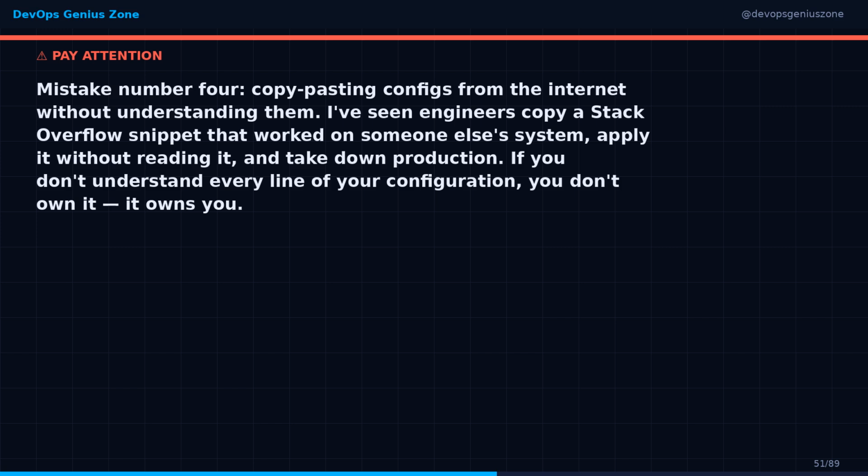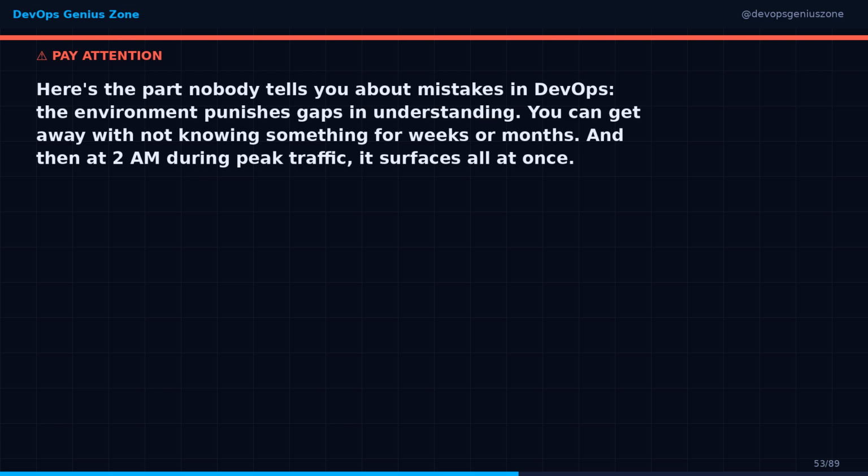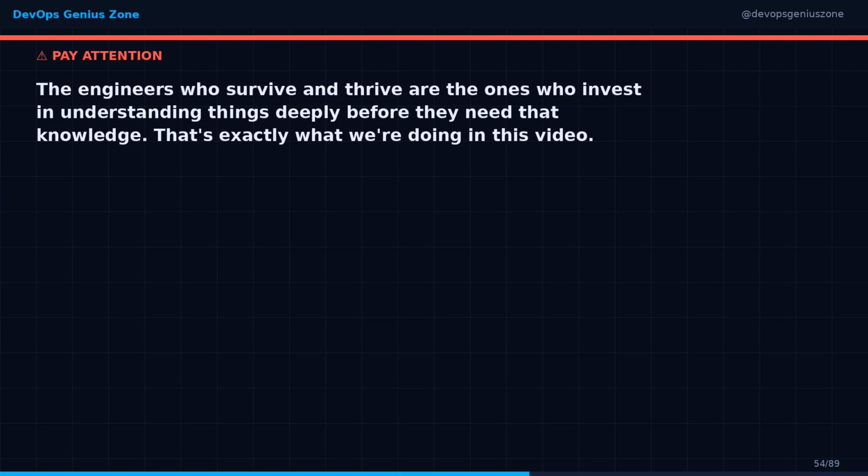Mistake number 4, copy-pasting configs from the internet without understanding them. I've seen engineers copy a Stack Overflow snippet that worked on someone else's system, apply it without reading it, and take down production. If you don't understand every line of your configuration, you don't own it, it owns you. Mistake number 5, not testing your automation. Your infrastructure code needs tests just like your application code. If your pipeline fails silently, you won't know until something is already broken in production.